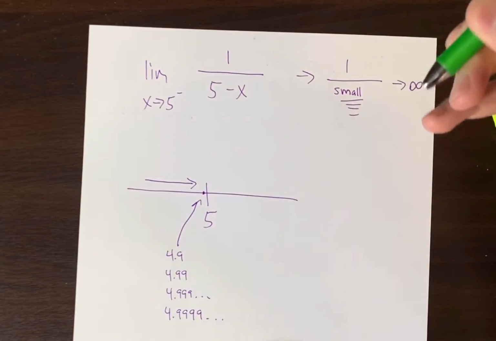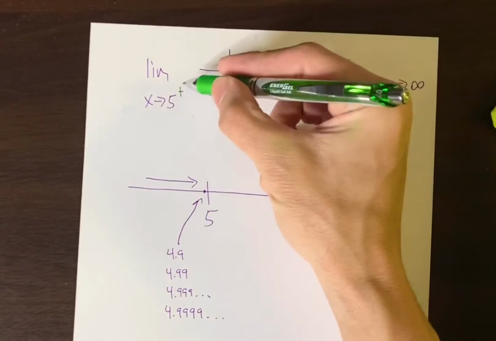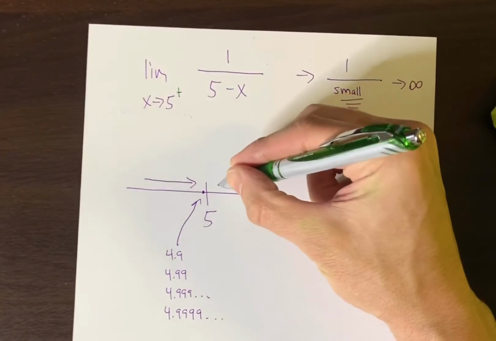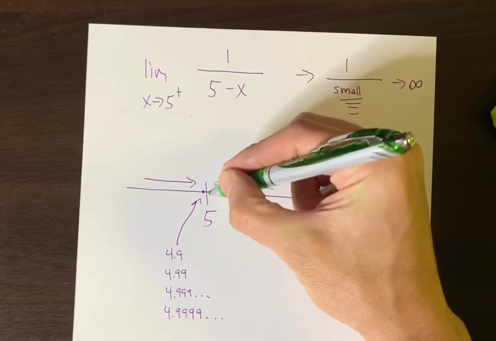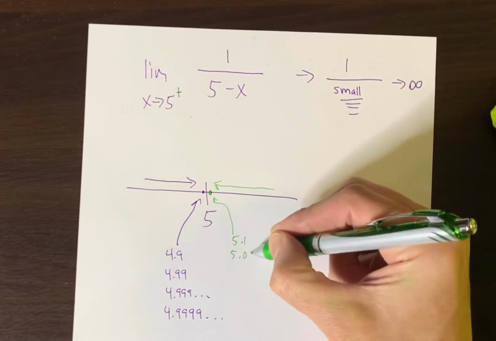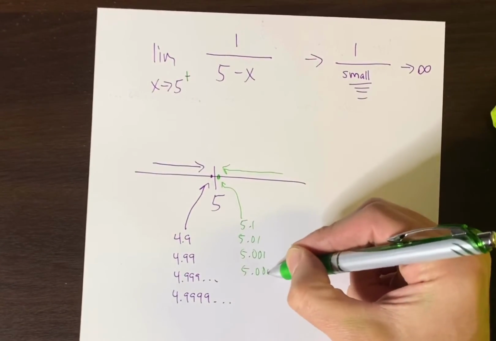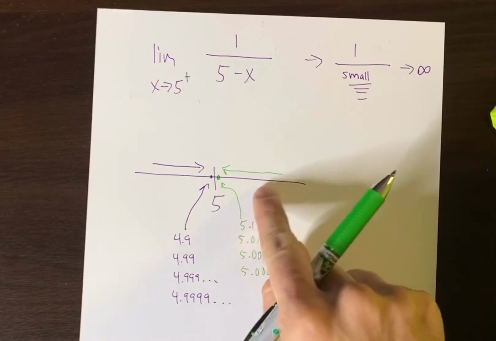What if I was approaching 5 from the positive side, or I should say from the right side? So now I'm approaching 5 from this direction. Let's say a number here. That number could be something like 5.1, 5.01, 5.001. I could get really, really close to 5 from this side.